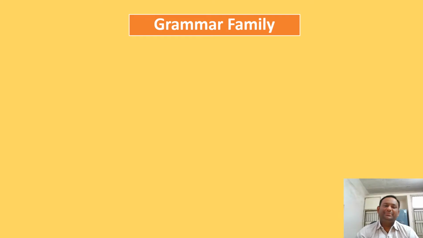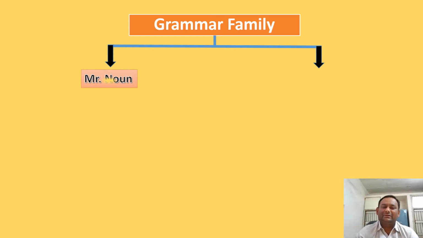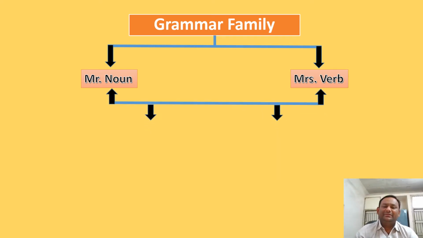Friends, before we go ahead, let us try to understand one story. A very simple story is there. There was a family named Grammar family in London. In that Grammar family, there was a husband whose name was Mr. Noun, and he had a wife whose name was Mrs. Verb. Now, this Mr. Noun and Mrs. Verb had 3 children.